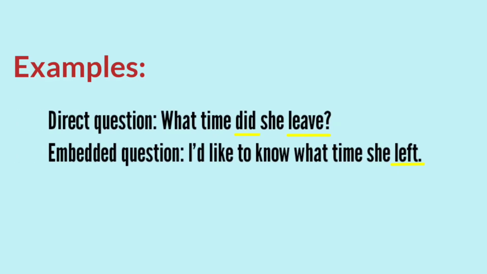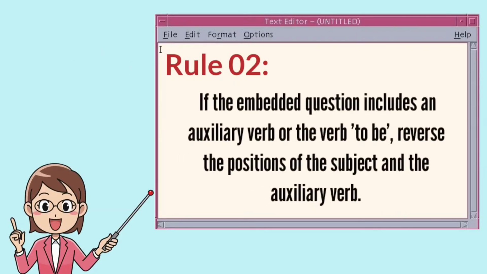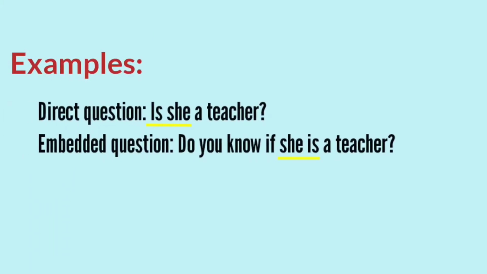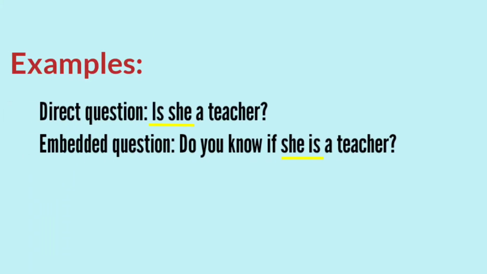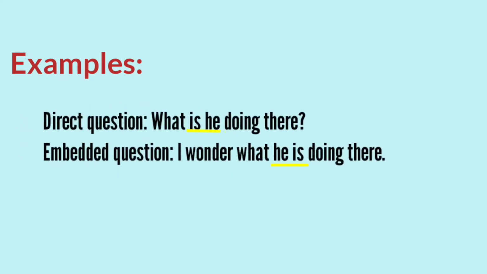What time did she leave? I'd like to know what time she left. Rule number 2. If the embedded question includes an auxiliary verb or the verb, to be, reverse the positions of the subject and the auxiliary verb. Here are some examples. Is she a teacher? Do you know if she is a teacher? What is he doing there? I wonder what he is doing there.